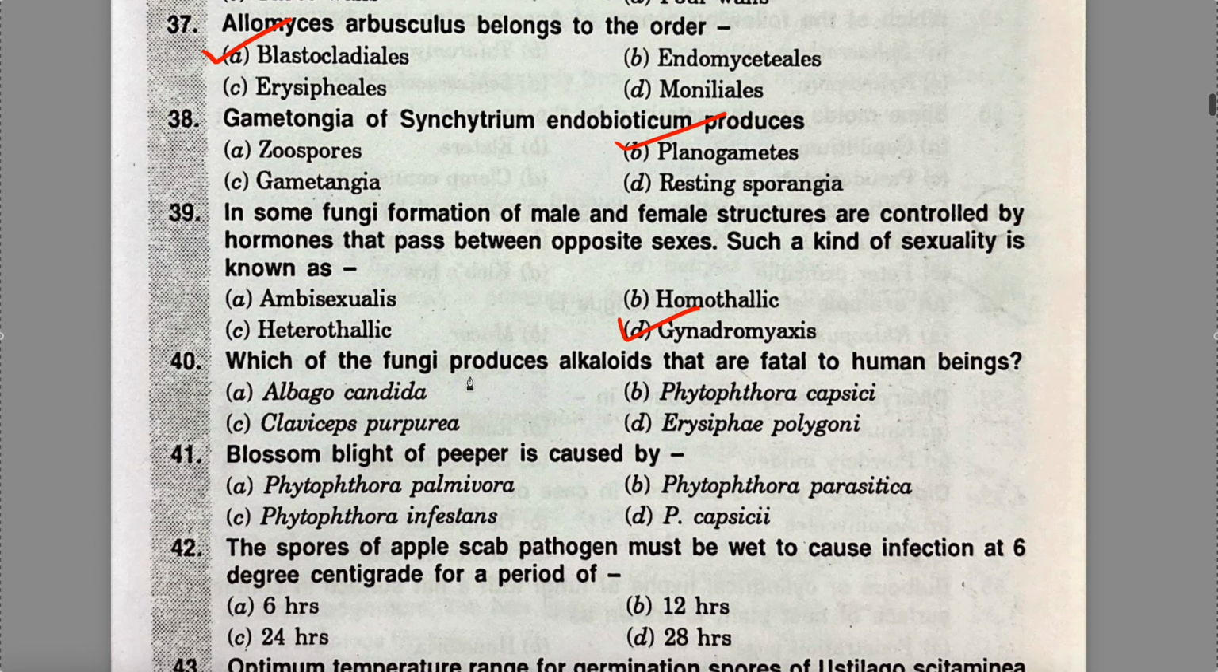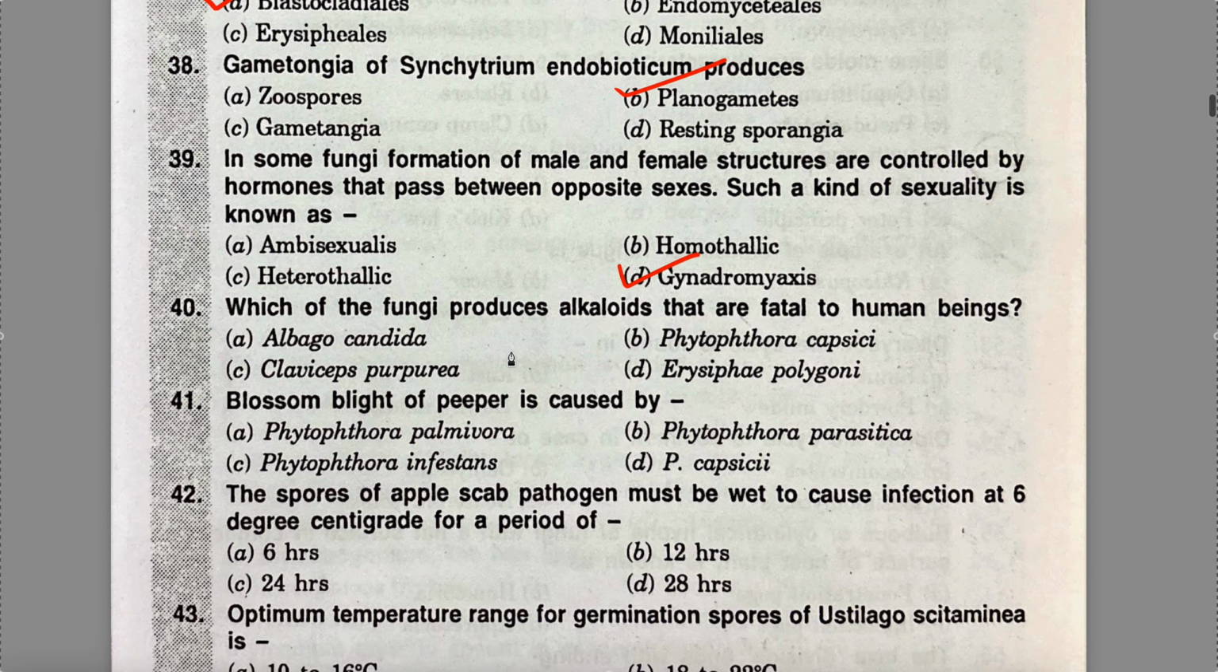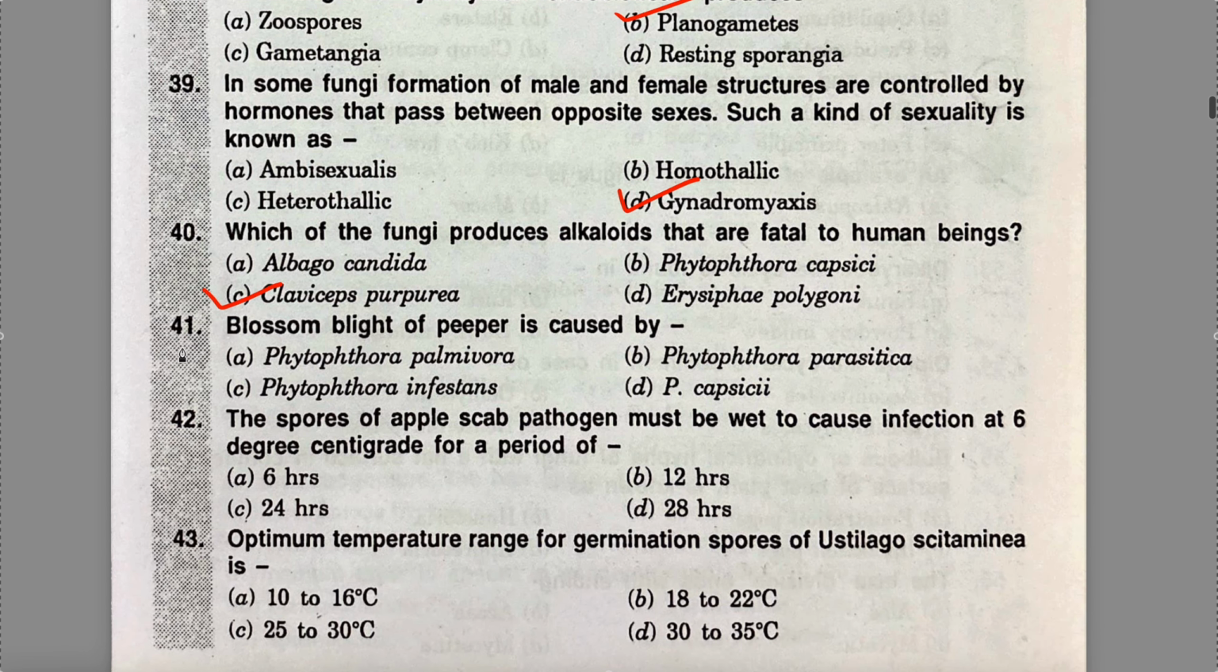Question 40. Which of the following fungi produces alkaloids that are fatal to human beings? Albugo candida, Phytophthora, Claviceps purpurea or Erysiphe polygoni? The answer is Claviceps purpurea. Can anybody tell me which alkaloid, actually harmful or fatal to human beings, is produced by Claviceps purpurea? That is aflatoxin. Yes.